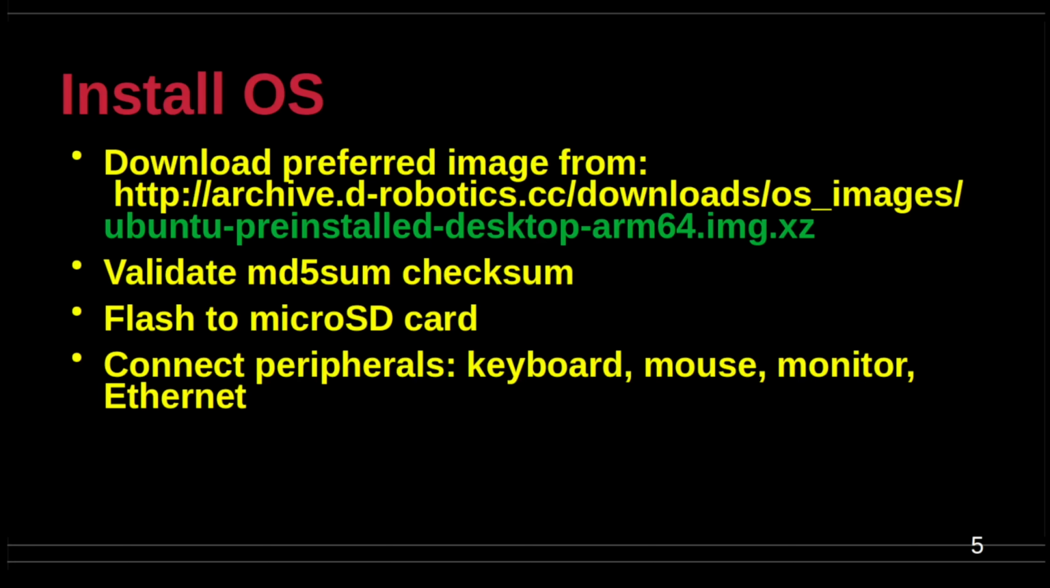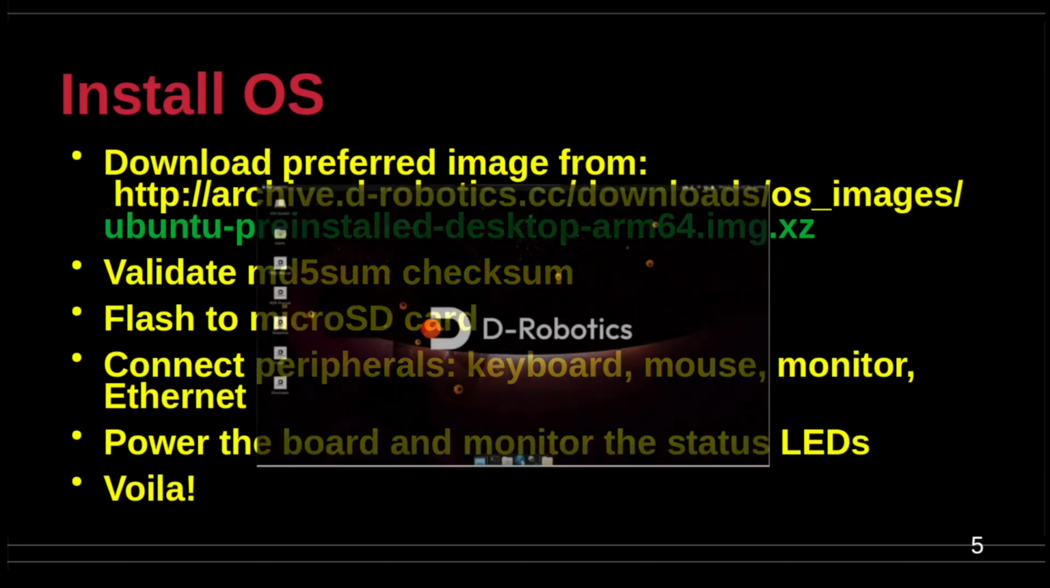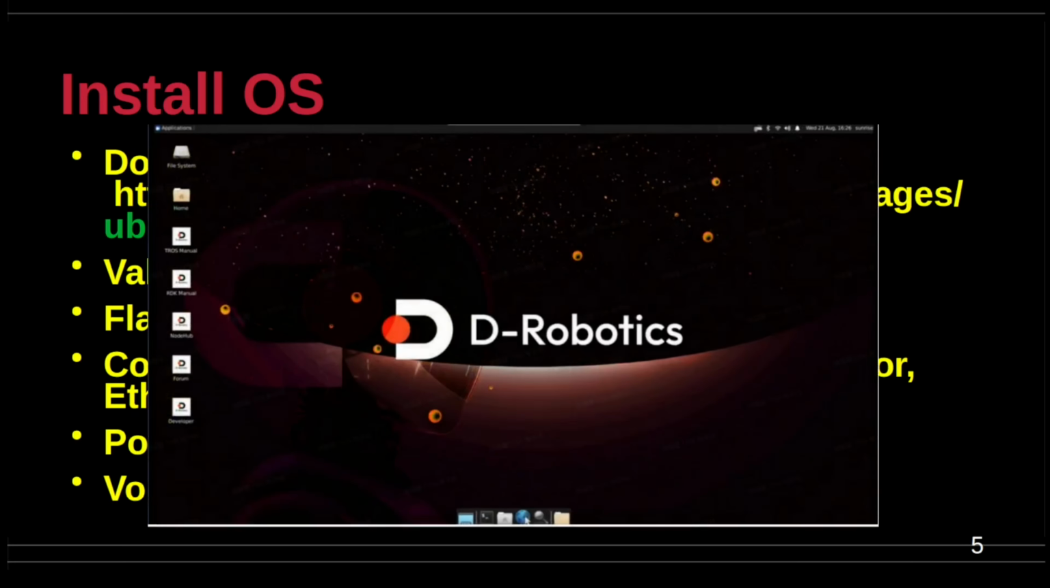Since your first board will be used primarily for evaluation and development work, you may want to select the desktop version. Note that there is a checksum file that should be downloaded too, to validate the integrity of the image you have downloaded. This step is strongly recommended. Flash the image to a micro SD card.